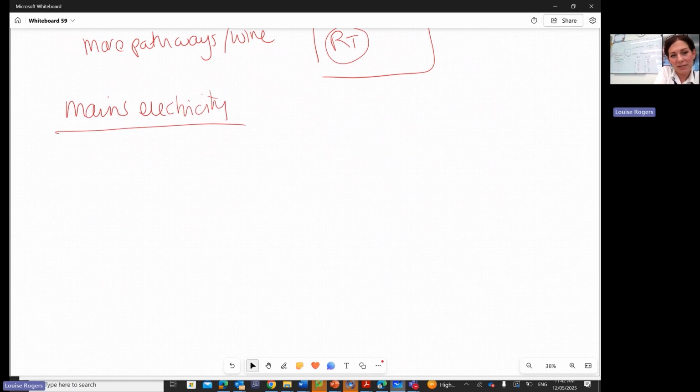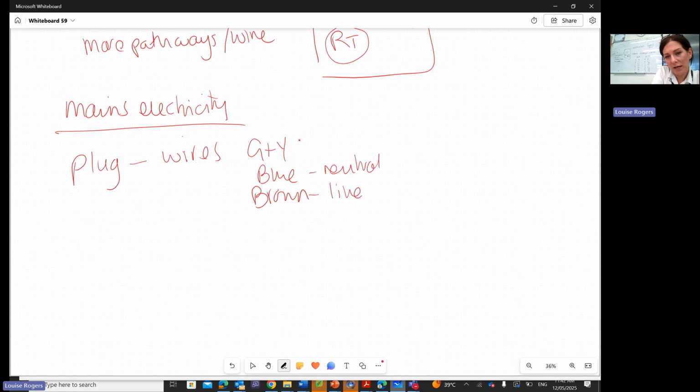Okay, mains electricity is things like the plug, which is really easy, about the wires in the plug. You know, the green and yellow and the blue and the brown wires. And remember, the brown is live, the blue is neutral, and the green and yellow is earth. Sometimes you might have to talk about the voltages on each of these as well. The earth wire is at 0 volts unless something travels down it. Remember, it's just a safety precaution.